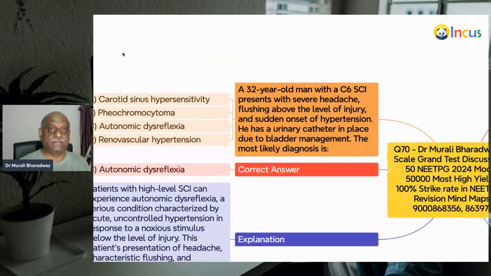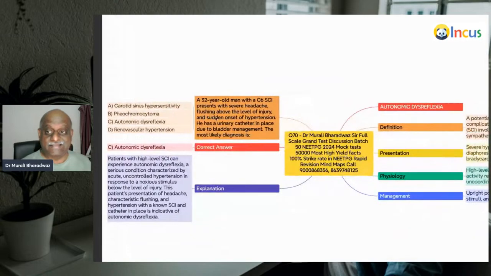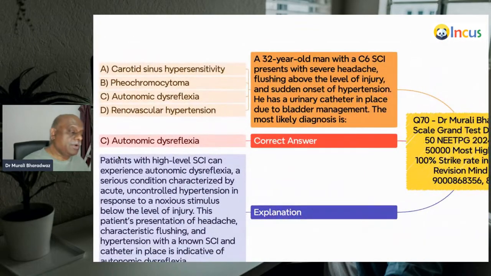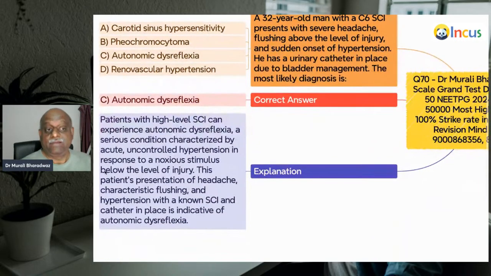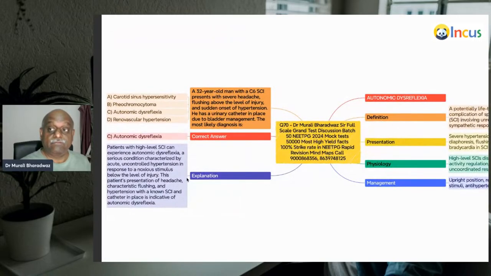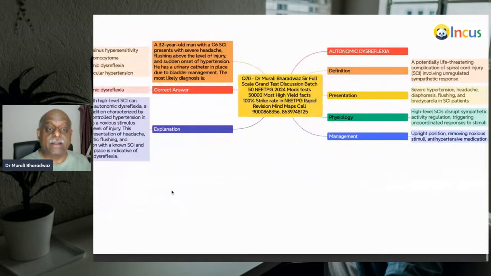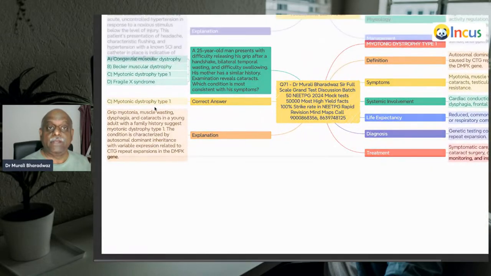32-year-old, C6 SCI, spinal cord injury. So, those who have spinal cord injury develop autonomic dysreflexia, where there will be an acute uncontrolled hypertension response to noxious stimuli, that is painful stimuli below the level of injury. The moment you stimulate, there's an autonomic dysreflexia. For someone who had spinal cord injury, that is what you should remember.